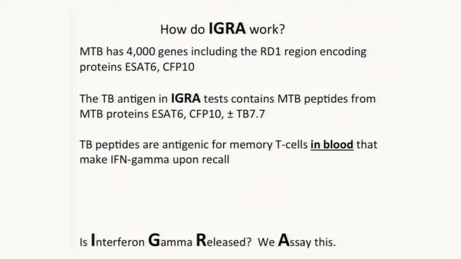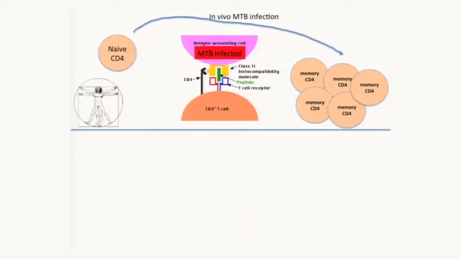And these particular peptides are actually antigenic for memory T cells in the blood that upon recall, upon encountering these peptides, can spit out Interferon-Gamma. So just a little bit more graphically, what are we looking at?